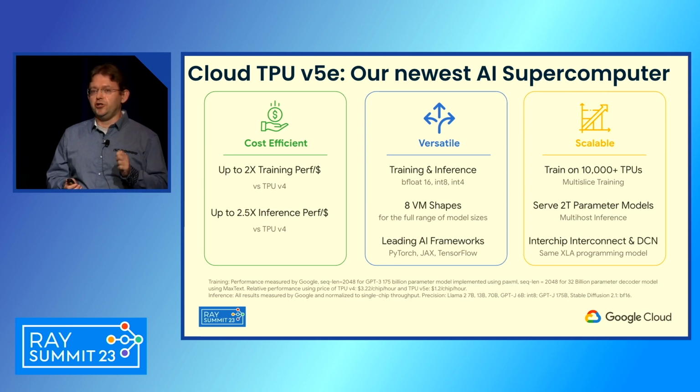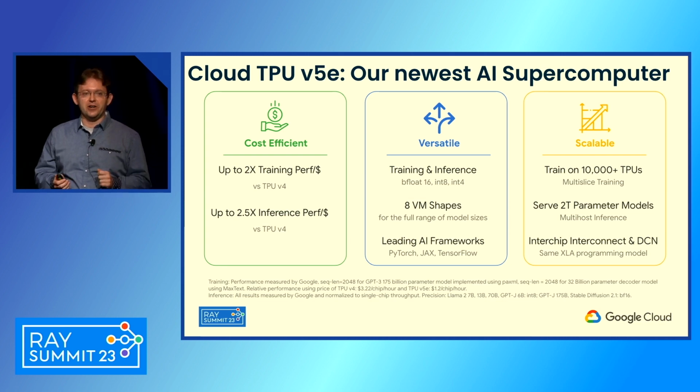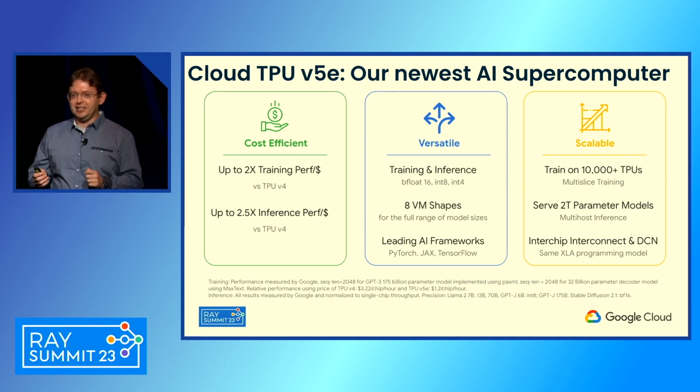Finally, a superpower of Cloud TPU v5e is its amazing scalability. With v5e, you can train large language models and generative AI models using tens of thousands of TPU chips with our new technology, which we call multi-slice training. And after training or fine-tuning, you can run inference on the same TPU v5e hardware with great cost efficiency. And you can serve models with up to 2 trillion parameters using a technology which we call multi-host inference.